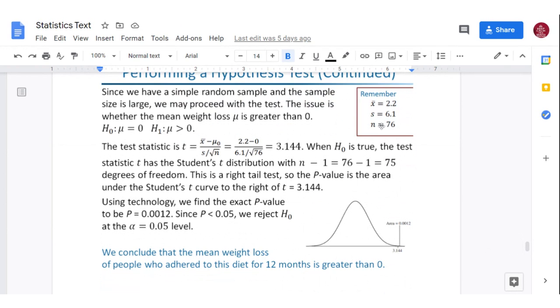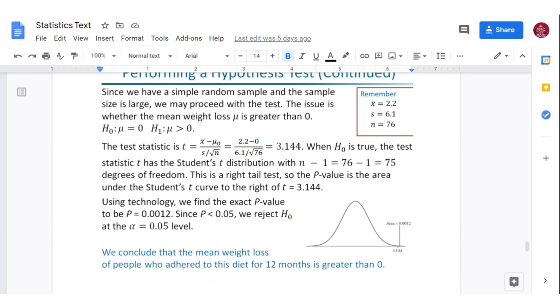So N is 76. Then we just fill in 2.2. And the null hypothesis is 0, because the status quo is the diet doesn't work, so you didn't lose any weight. The alternate hypothesis is that the weight loss was greater than 0. So 2.2 minus 0 divided by 6.1 divided by the square root of 76 gives us 3.144. Now that's a pretty high value for a Z-score. Now it's technically a T-score.